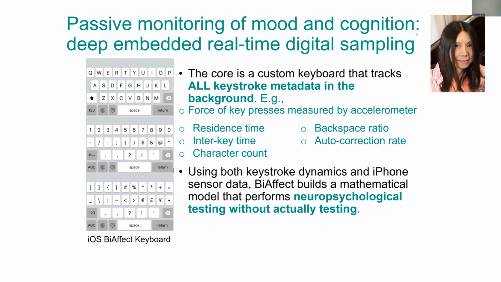Importantly, we don't track what you're typing because of privacy and confidentiality concerns, but we do look at how fast you're typing, whether you make mistakes. We look at the frequency of backspace usage and autocorrect rates. And we can use that information to passively and unobtrusively infer aspects of mood and cognition.